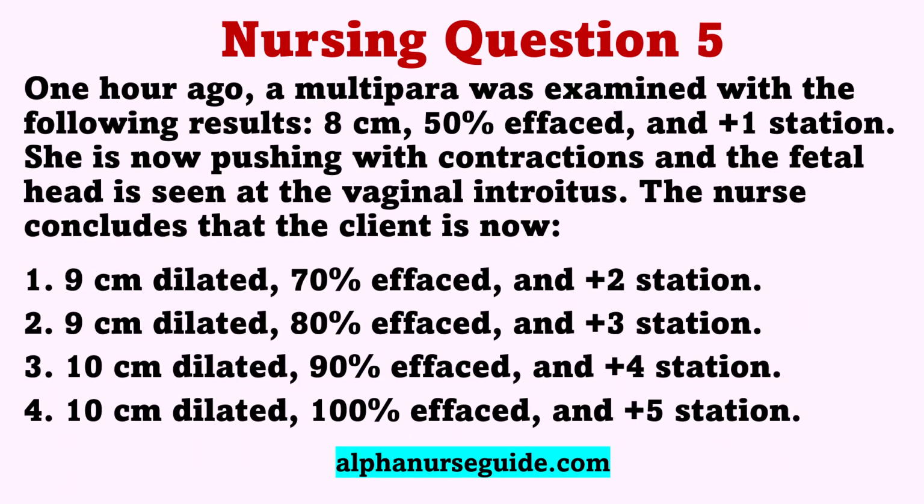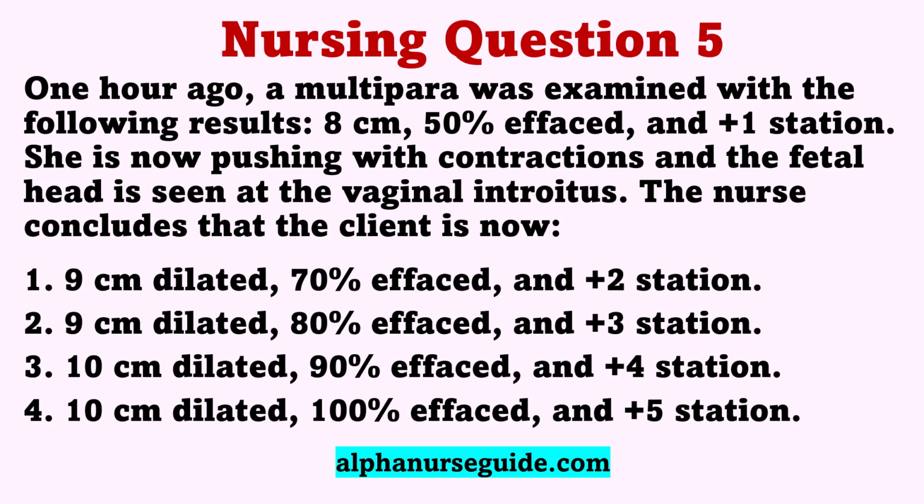One hour ago, a multipara was examined with the following results: 8 centimeters, 50% effaced, and plus 1 station. She is now pushing with contractions, and the fetal head is seen at the vaginal introitus. The nurse concludes that the client is now 1. 9 centimeters dilated, 70% effaced, and plus 2 station. 2. 9 centimeters dilated, 80% effaced, and plus 3 station. 3. 10 centimeters dilated, 90% effaced, and plus 4 station. 4. 10 centimeters dilated, 100% effaced, and plus 5 station.